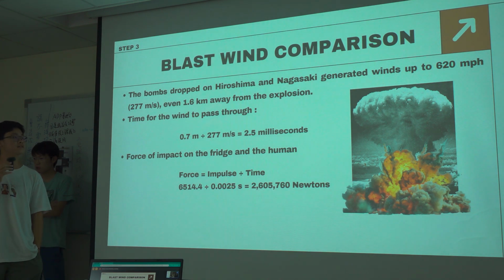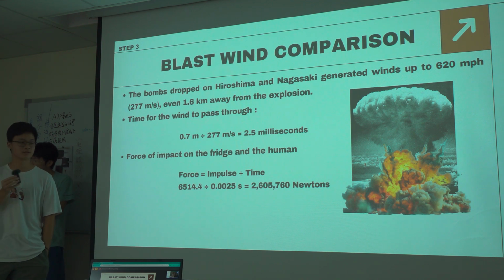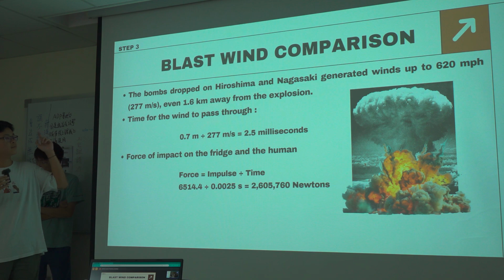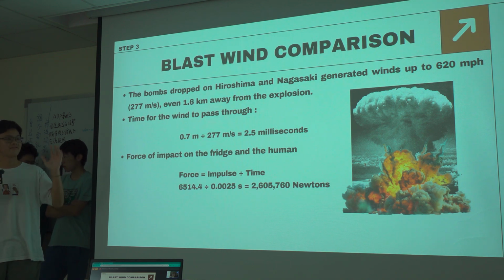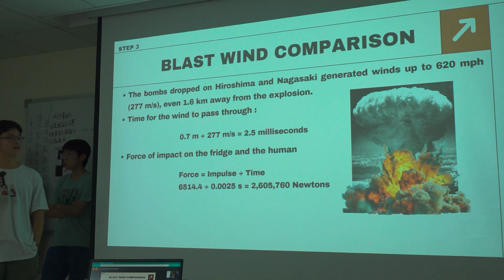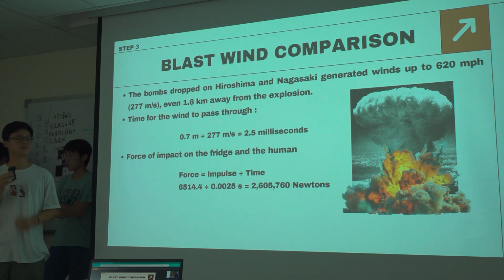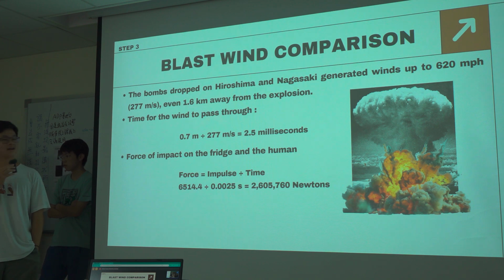So we can compare this to the bombs dropped on Hiroshima and Nagasaki, which generated winds up to 620 miles per hour, which is 277 meters per second. This is not even the power of this bomb. The bomb of Operation Palm Bomb is 5 times bigger, 5 times larger than the bomb dropped in Hiroshima and Nagasaki. So yeah, it's considered as lower estimates, but it doesn't matter.